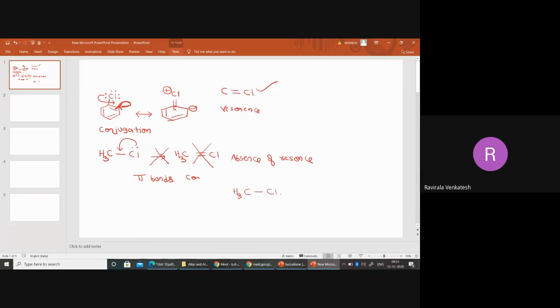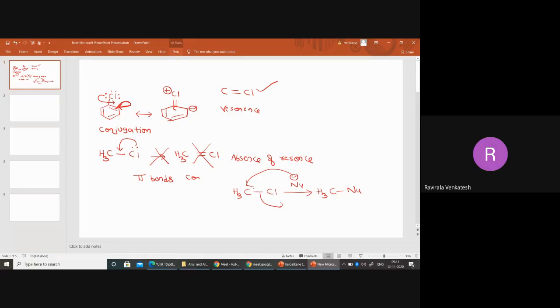CH3Cl, I'm writing here. Now, in the nucleophilic substitution reaction, what is happening? The nucleophile attacks here and this bond will be cleaved here. So you get CH3 nucleophile. Correct or not? Tell me, is this reaction correct or not? Please speak out.